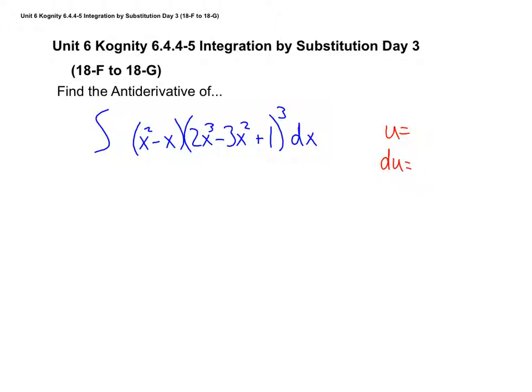FOIL it out. We'd have to multiply this whole thing out. Let's do it. And then we could use the power rule. And would we be correct? Yes. But there's a lot of room for mistakes. There's a lot easier way.